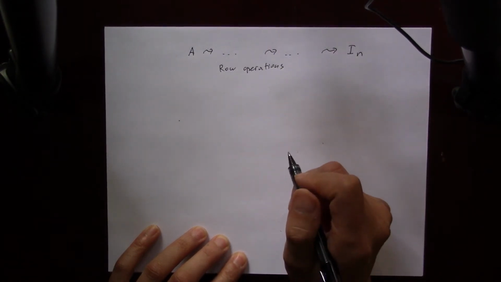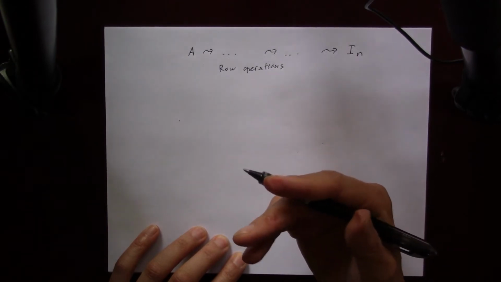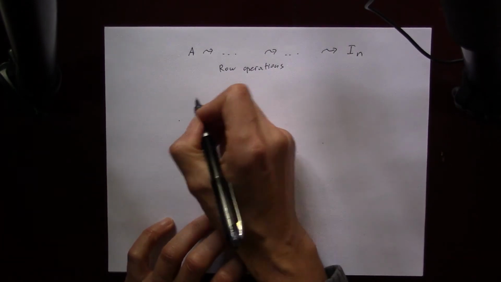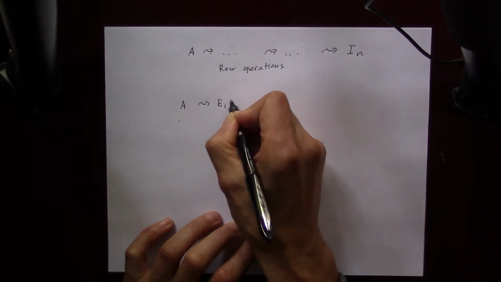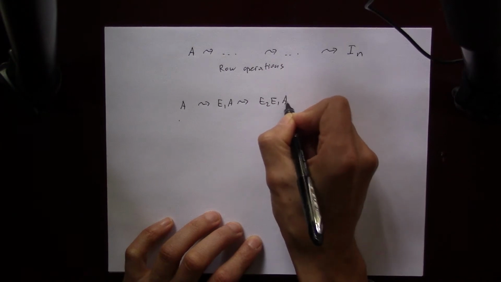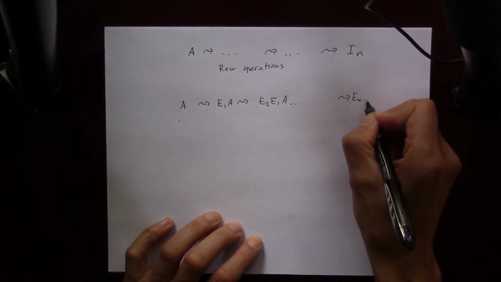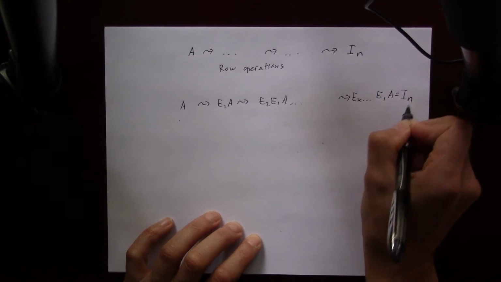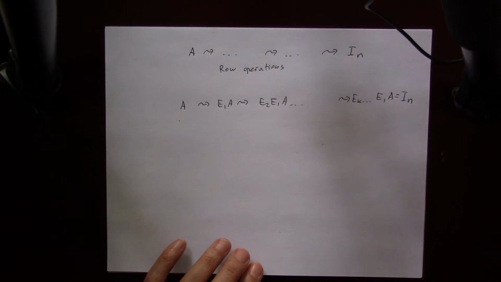By previous observation, doing a row operation is equivalent to multiplying by an elementary matrix. So what is going to be happening is we have A, then from A, by doing a row operation, we get E1A, then we get E2 times E1A, and so on. Eventually we get EK ... E1A equals our identity matrix. So after doing k row operations, we get the identity matrix.